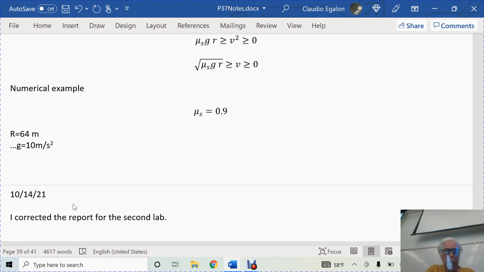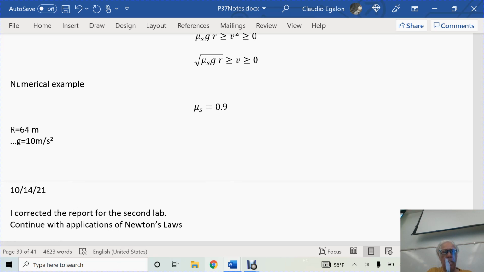Okay, and what else? Okay, so we're going to continue with Newton's law for circular motion. Applications of Newton's law. Continue with applications of Newton's law. Okay, so here you go. Let me show you.